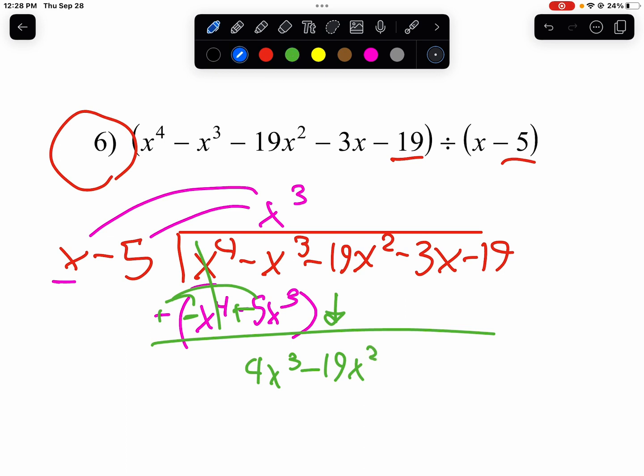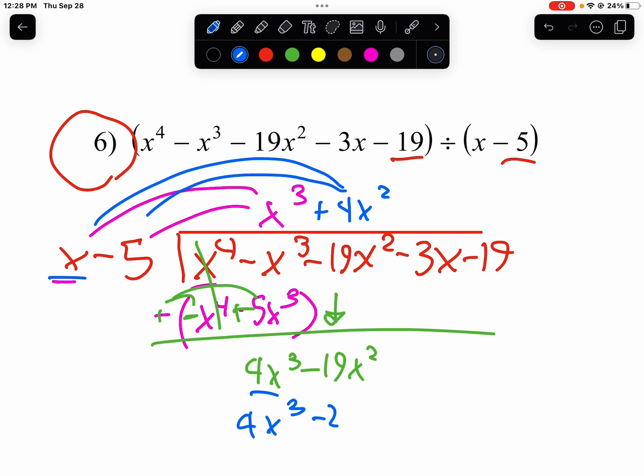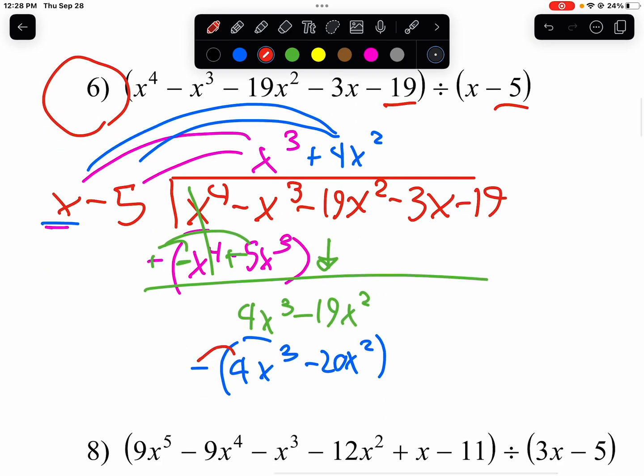Then we're going to do it again. We need to multiply x by something to get 4x cubed. So it's going to be plus 4x squared. And when we distribute, you get 4x cubed. And then negative 20x squared. Okay? And when we distribute, we're going to get a negative and then a positive. And so what happens is we get 0 and then x squared. And then you bring down your negative 3x.